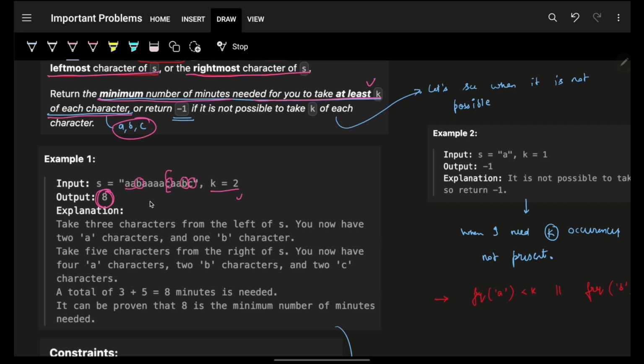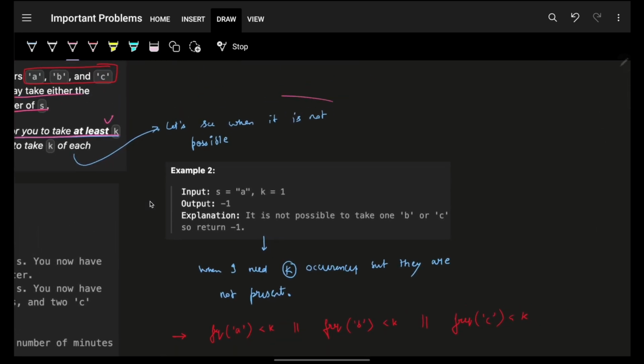Again, if I would have taken any other configuration, let's say if I would not have taken this C, then for sure from the left side I would have taken this C. So the minimum would have been the entire length, which is 1, 2, 3, 4, 5, 6, 7, 8, 9, 10, 11, 12, which is 12. So I have to minimize this specific number of minutes, or I should say the length taken cumulatively from the left and right.